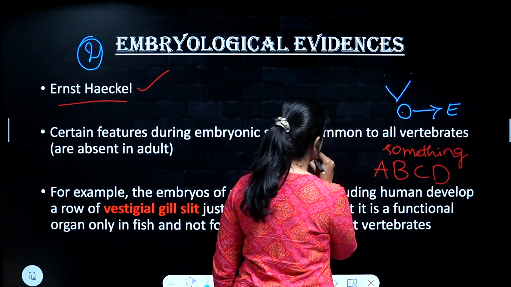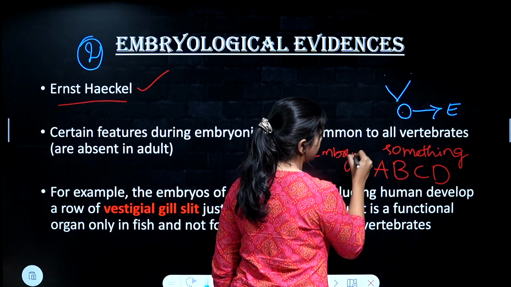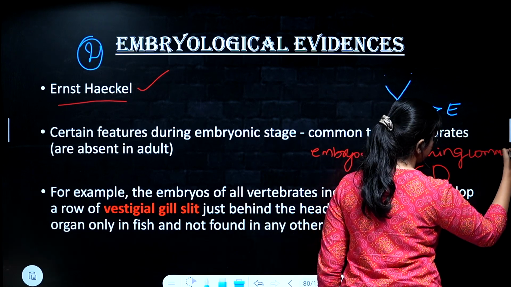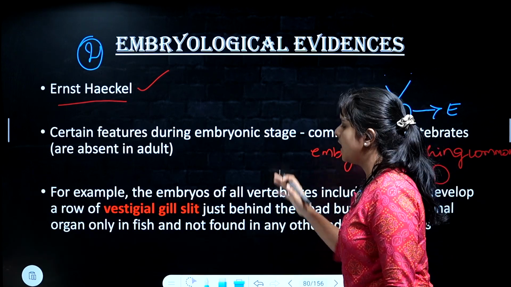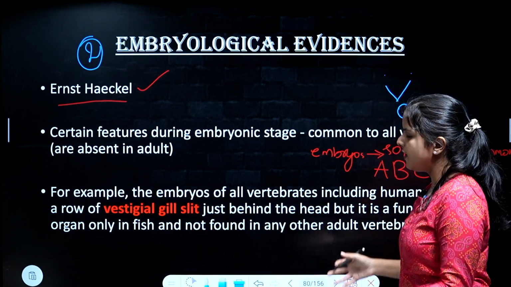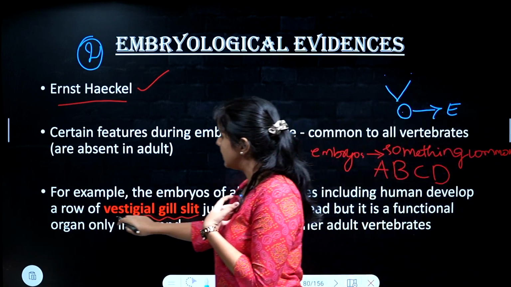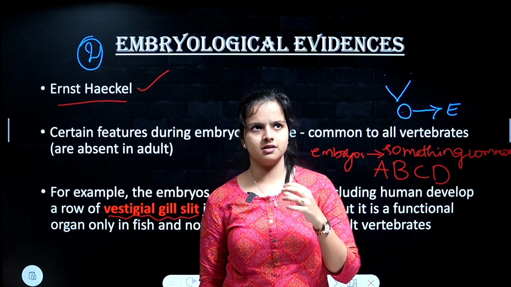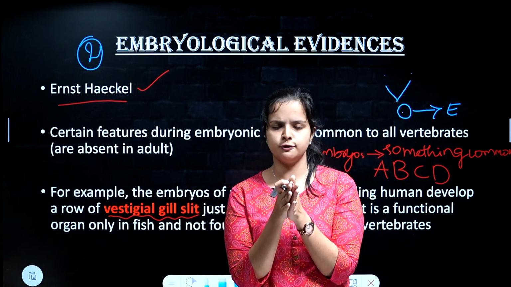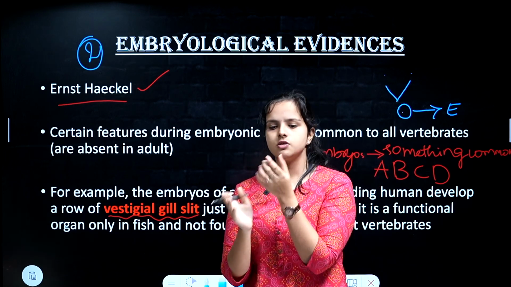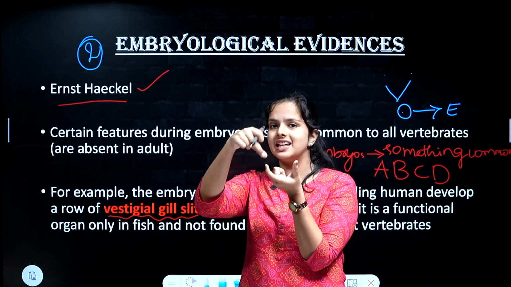Okay, I'll give you an example. Don't worry, I'll explain it with a very beautiful example. If we look at the embryo of vertebrates, including humans, we can actually see vestigial gill slits. What are gill slits? You know gills in the case of fishes, right? Through which the fishes breathe. So gill slits are nothing but where the gills actually lie.